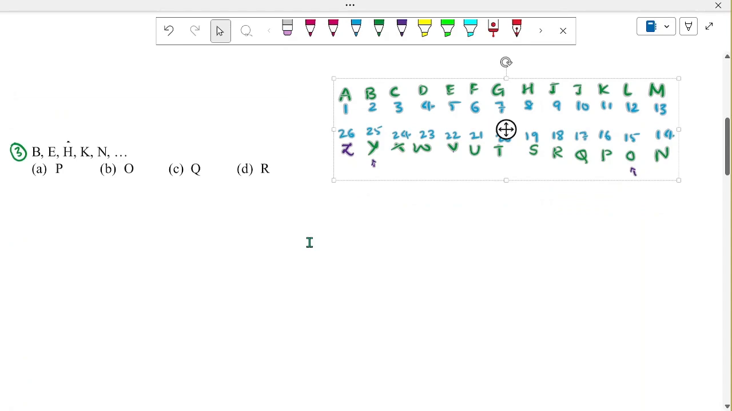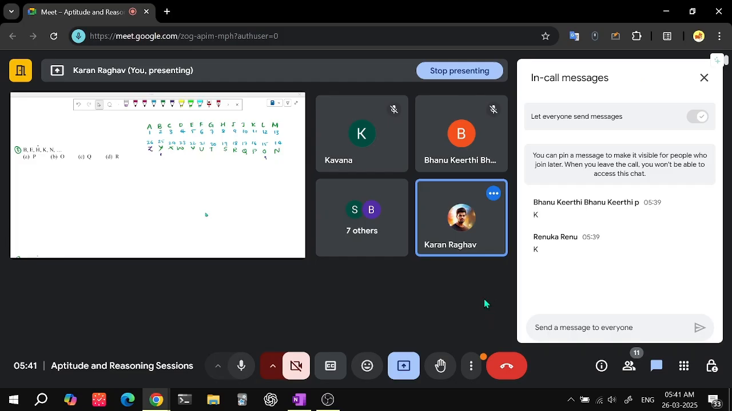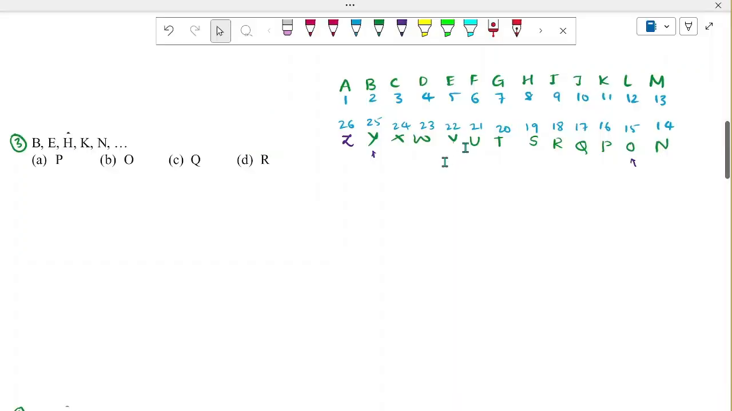Okay. Now you see the third question. Can you tell me what the answer is? Yeah, Bhanukirti, you are saying it is Q. Renuka Q, Meghna Q, and then anybody, any others? Some are still solving. We'll see whether it is Q or not. Monisha Q. Okay, fine. We'll see.